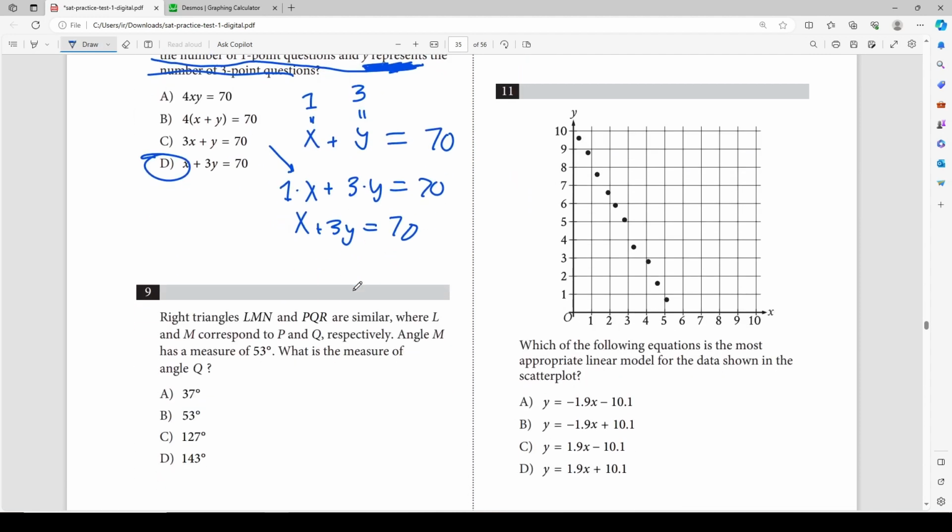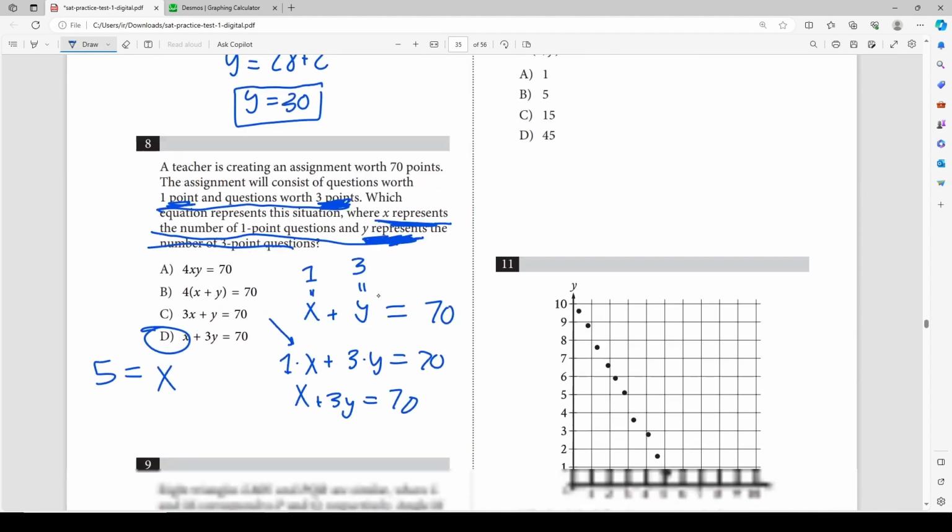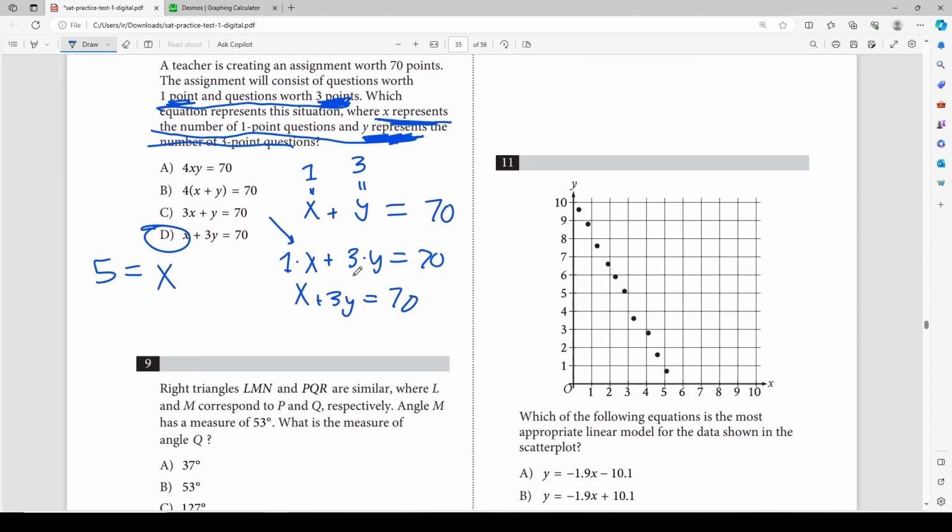So all you had to figure out here was how to represent x in terms of the amount of points, right? So for example, if I have 5 1-point questions, that means that 5 is equal to x, right? Because x represents the number of 1-point questions. If I have 5 1-point questions, that means that 5 is equal to x. But now I want to figure out how many total points these 5 questions are worth, right? Well, they're worth 1 point each, so 5 is really the total value of them.